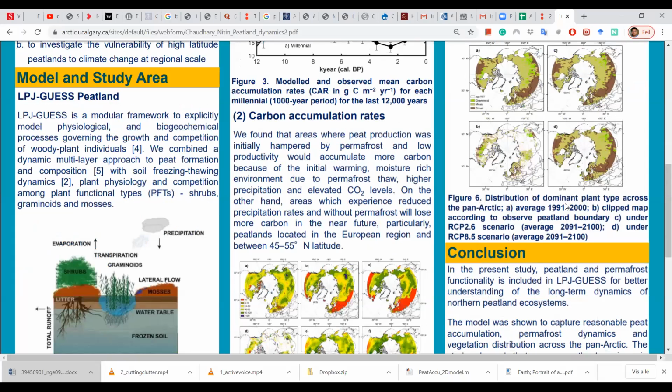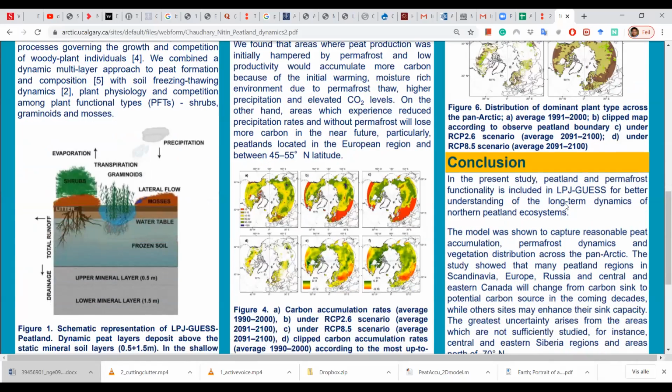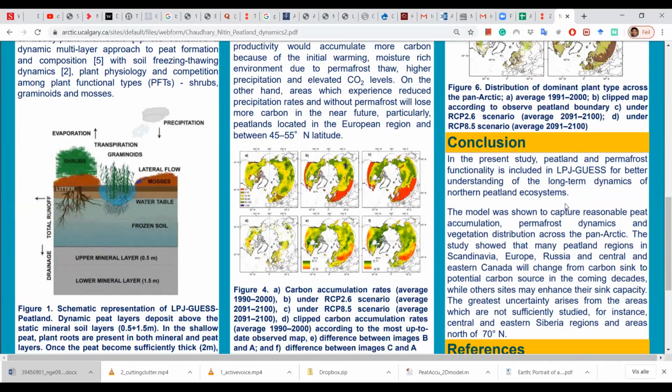So overall, we found that the model is able to reproduce the right carbon accumulation rate for the Pan-Arctic area, and under both warming scenarios, we found that peatlands remain carbon sinks, but their capacity reduces over time, especially after 2050.